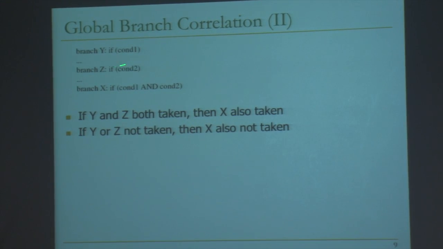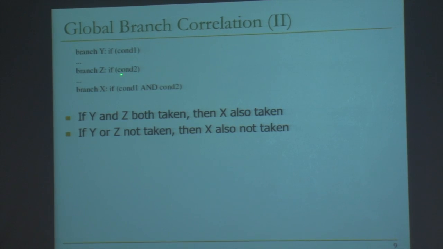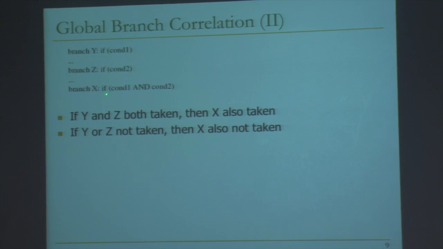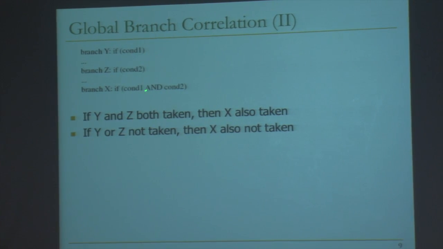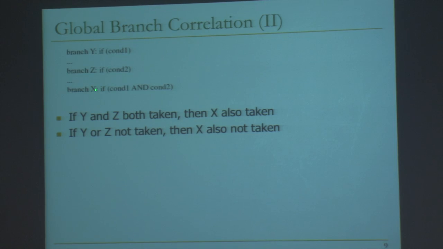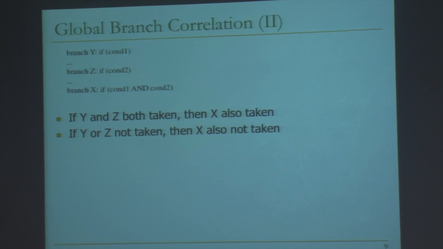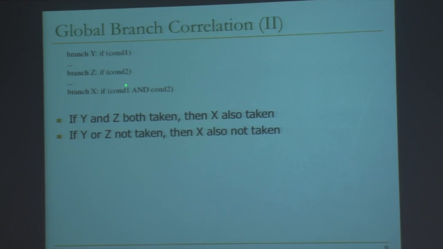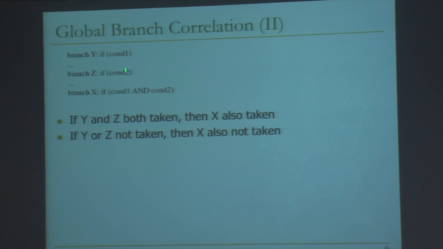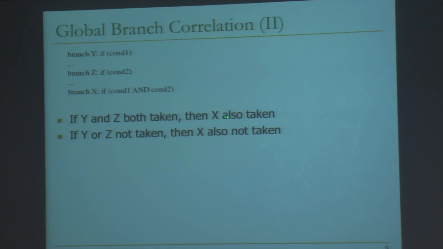In this case, branch Y is testing condition 1, doing something after that. Branch Z is testing condition 2, doing something after that. And later, the programmer decided to test both condition 1 and condition 2. And that is what branch X does, and you do something based on that. Obviously, there's correlation between this branch and these two branches, right? If Y and Z are both taken, then X is also taken. If Y or Z is not taken, then X is also not taken, right?